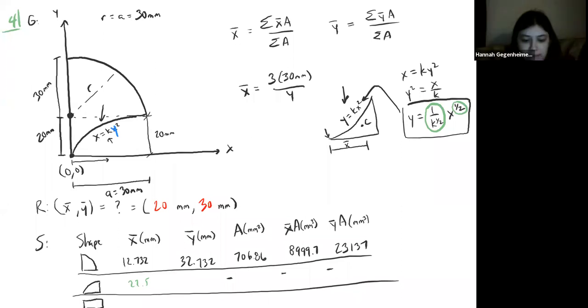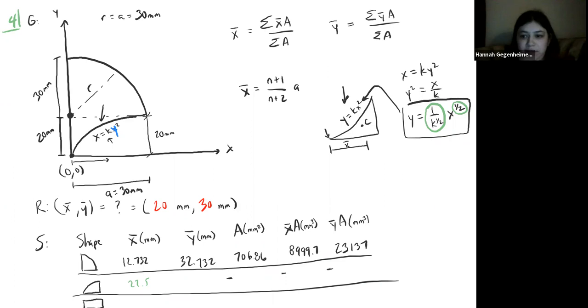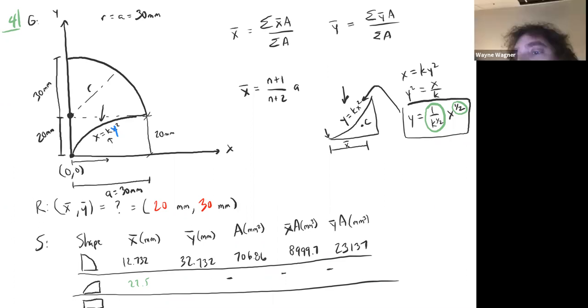spandrel? Yeah. And so for that one, we can get an X bar for any kind of shape. I mean, for any power. So the formula there for the general spandrel is n plus 1 over n plus 2 times a. So what is n in this case? The power of the exponent. Right? So what is that?